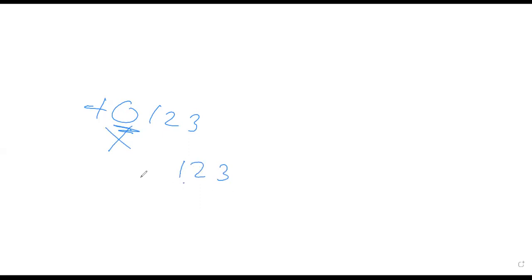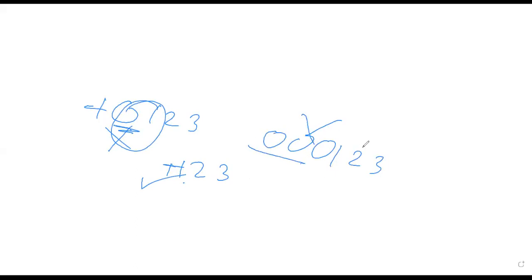So it is possible to write it this way. This zero is doing nothing. Or else 0, 0, 0, 1, 2, 3 — these zeros don't have any meaning. So better we write just 1, 2, 3.